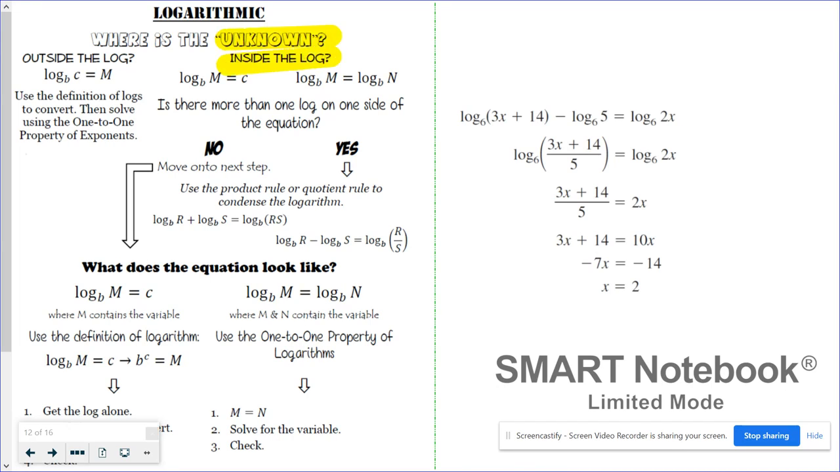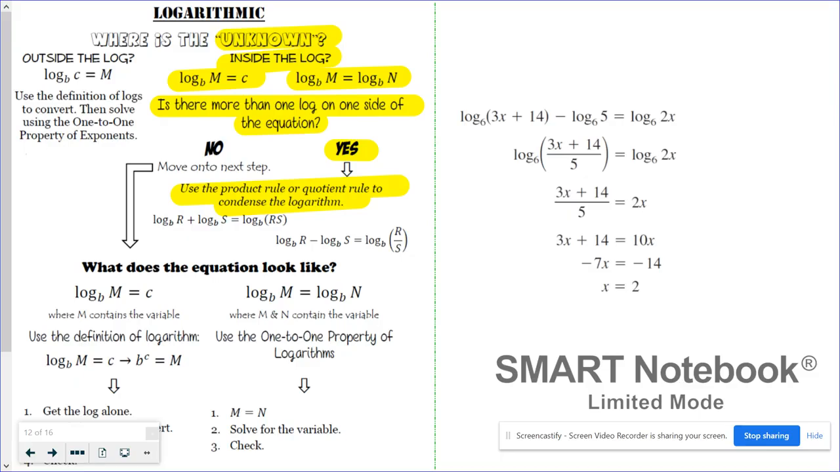Now, it could be a one-sided logarithmic equation, or it could be a two-sided logarithmic equation. The bottom line is it's one log equals a number, or it's one log equals one log. So what if there's more than one log on one side of the equation? If that's the case, then you're going to use the product rule or the quotient rule to condense the logarithm so that there's only one log.